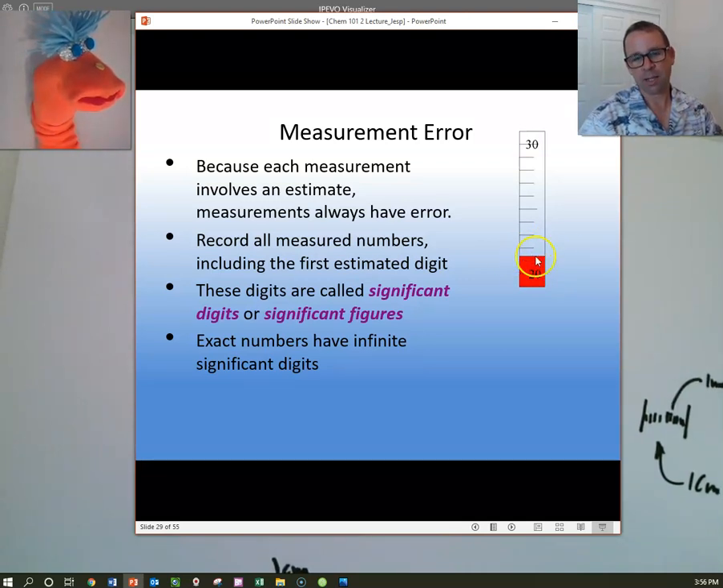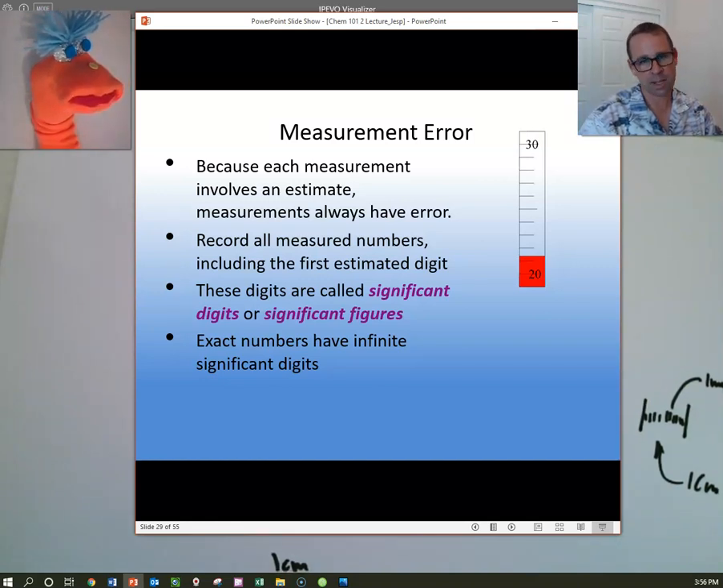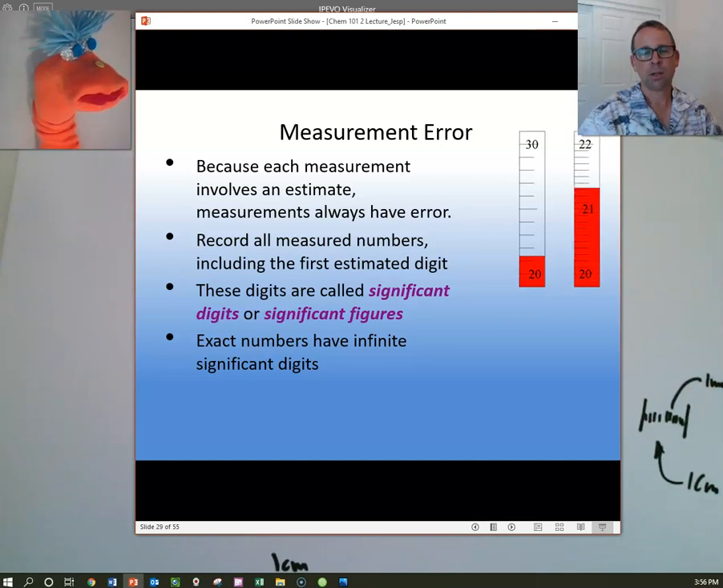In fact, when I make this measurement as a scientist, I say it's 21, and then I make an estimate. So maybe I say 21.4? Maybe 21.4, maybe 21.3, whatever. That estimate would be okay, because that's what we do as a scientist.